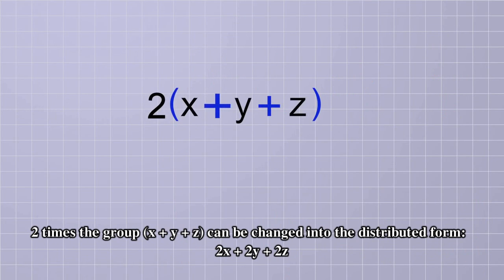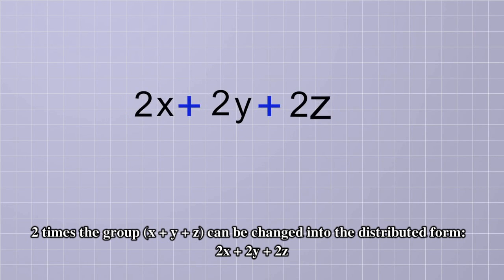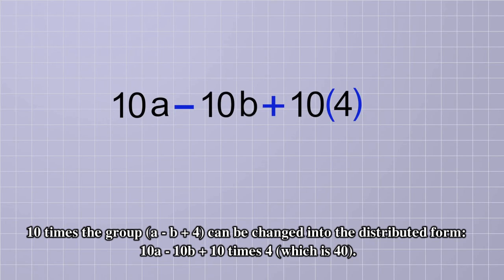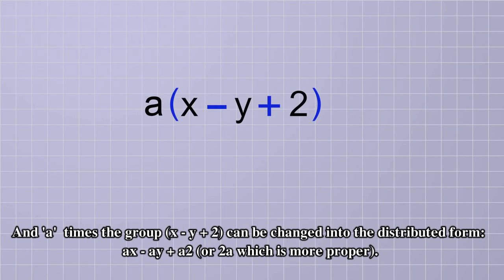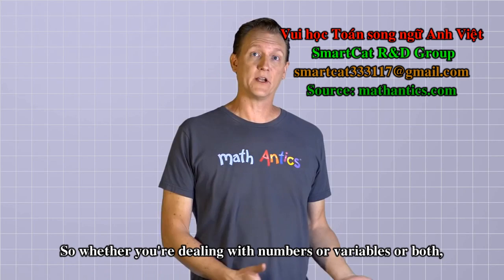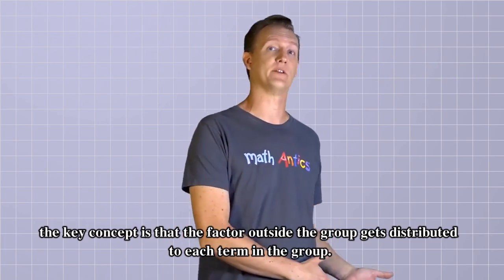2 times the group x plus y plus z can be changed into the distributed form 2x plus 2y plus 2z. 10 times the group a minus b plus 4 can be changed into the distributed form 10a minus 10b plus 10 times 4, which is 40. And a times the group x minus y plus 2 can be changed into the distributed form ax minus ay plus a2, or 2a, which is more proper. So whether you're dealing with numbers or variables or both, the key concept is that the factor outside the group gets distributed to each term in the group.